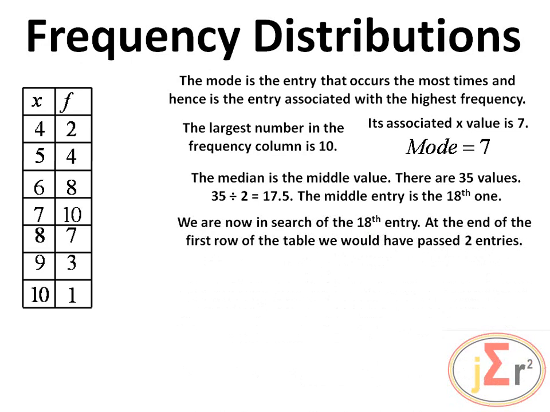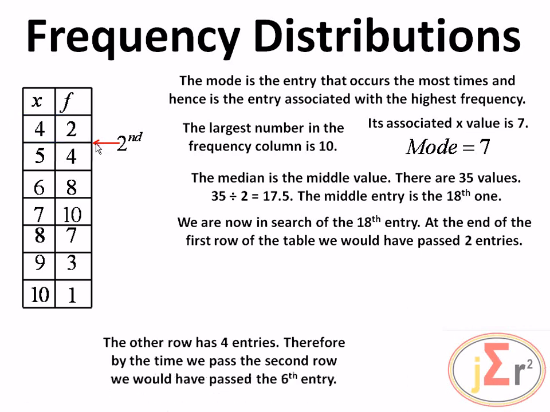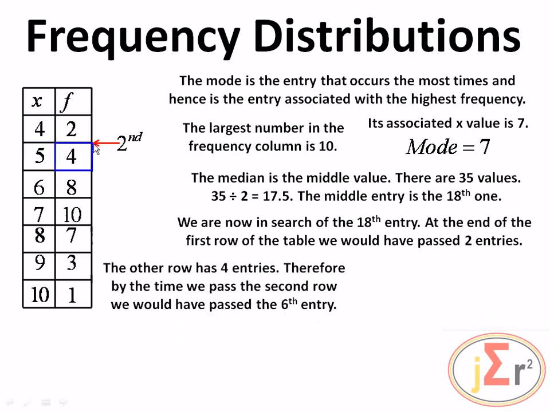At the end of the first row of the table, we would have passed 2 entries. How do we know that? Because the frequency is 2, telling us that we have 2 4s. So at the end of right here, we would have passed 2 entries. As we traverse the table, going down, the other row has 4 entries. So we pass an additional 4 entries. Therefore, by the time we pass the second row, we would have passed the 6th entry. We add the 4 to the 2 that we have there.